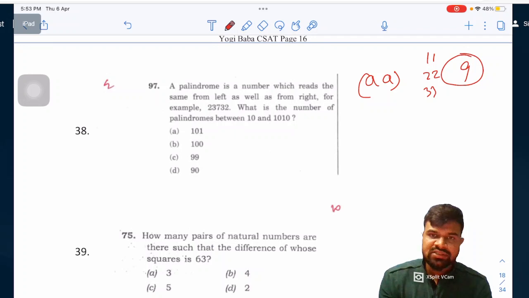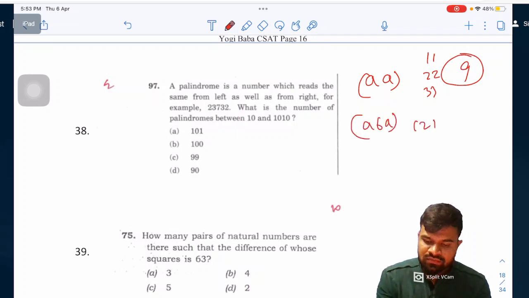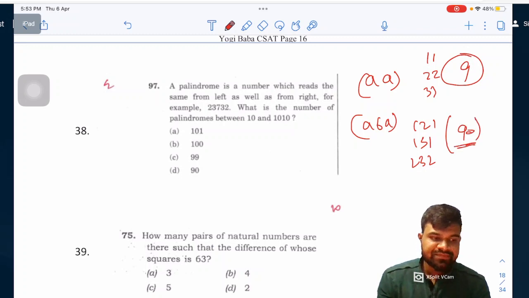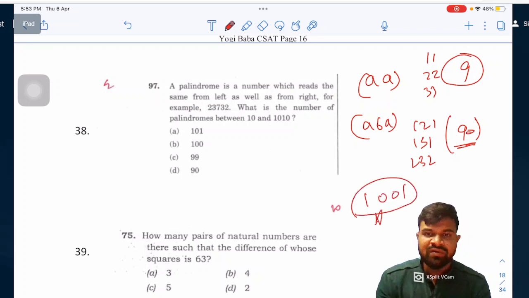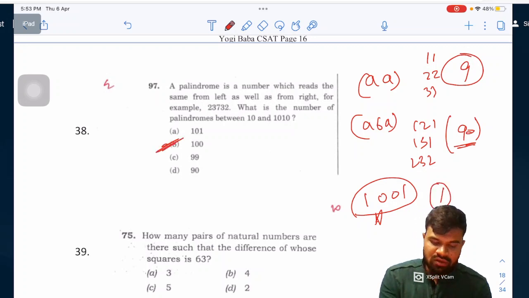For a three digit number, ABA is a palindrome, like 121, 131, 232. How many numbers will be there? 90 will be there. And one number for four digits: 1001 will be a palindrome. So this will be last. So 100 palindromes will be there.